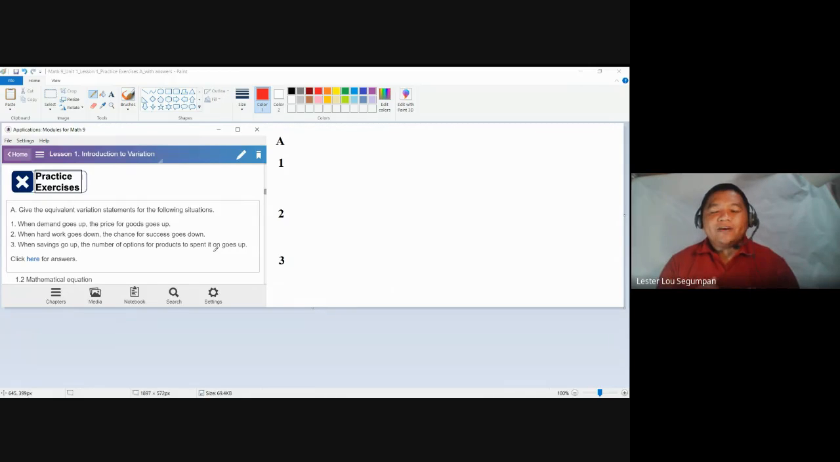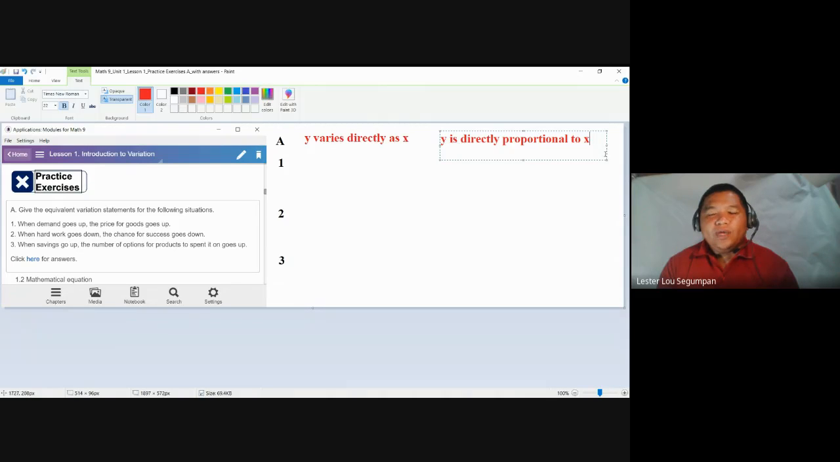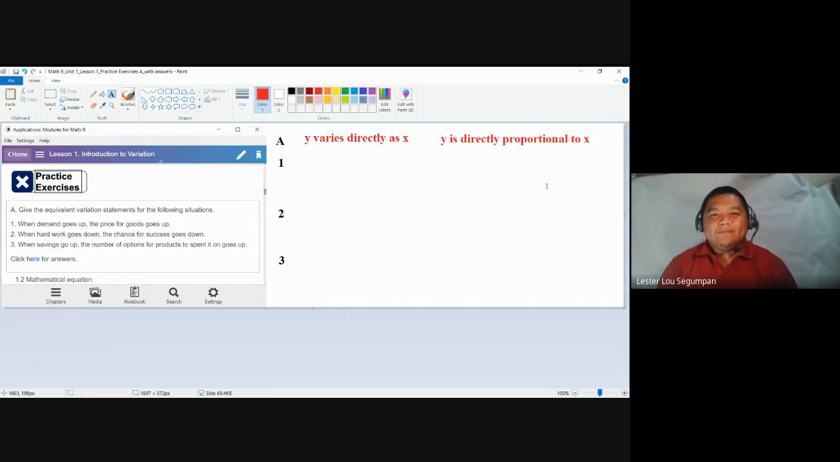Because in making a variation statement, the general statement, as mentioned in your module, is y varies directly as x, or the other statement for this is y is directly proportional to x. Okay. So we need to determine which is y and which is x for us to make a correct variation statement.